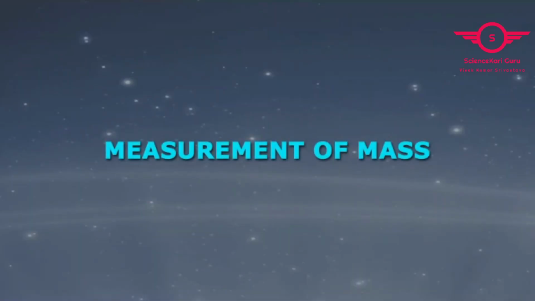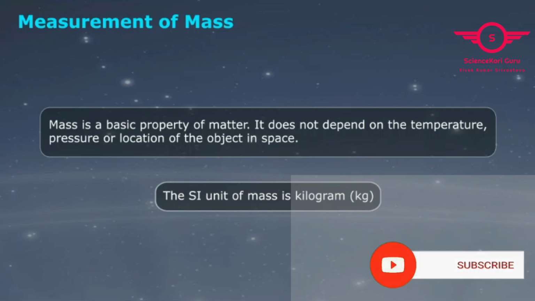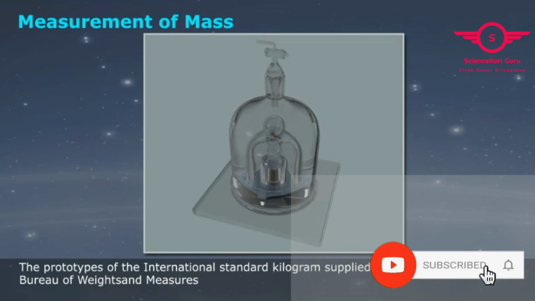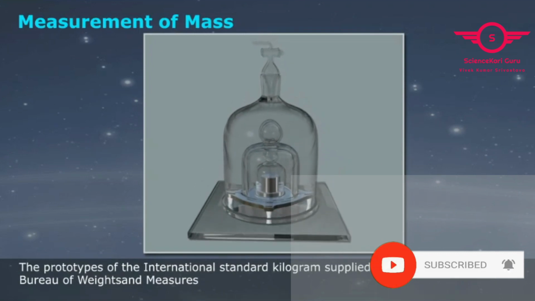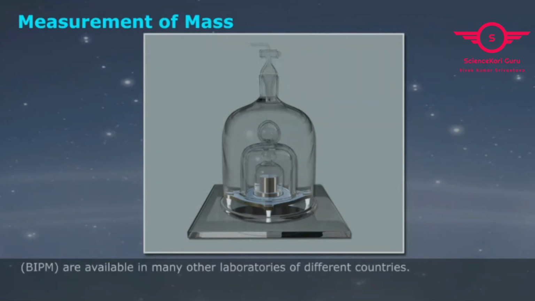Measurement of mass. Mass is a basic property of matter. It does not depend on the temperature, pressure, or location of the object in space. The SI unit of mass is kilogram, kg. The prototypes of the International Standard Kilogram supplied by the International Bureau of Weights and Measures (BIPM) are available in many other laboratories of different countries.